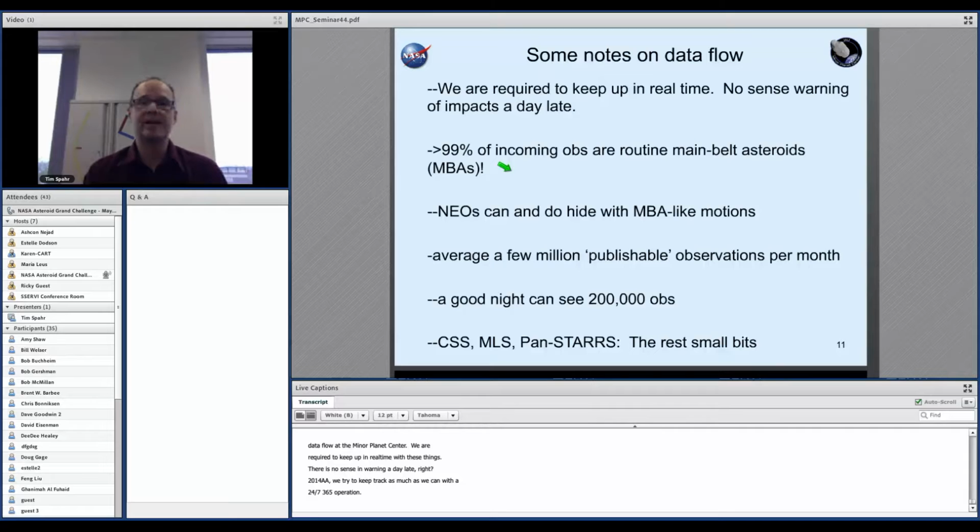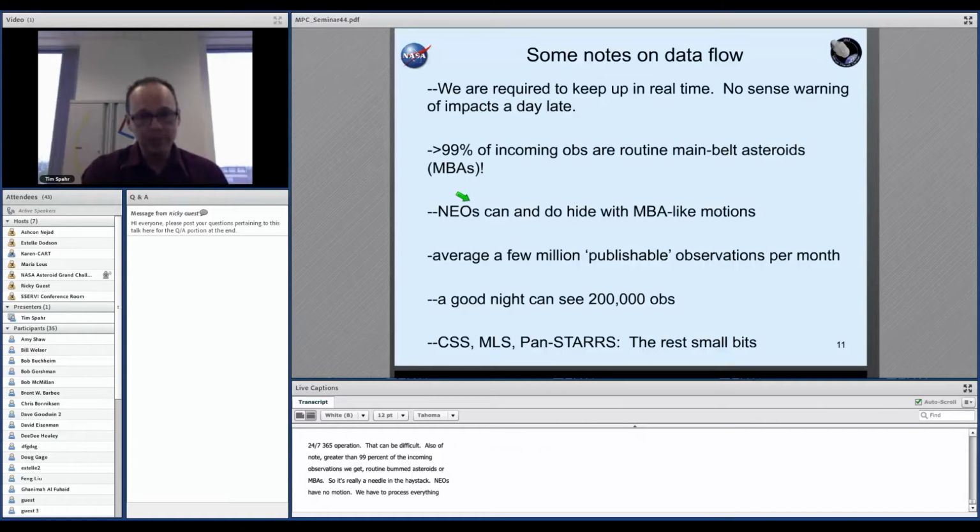Also of note is that greater than 99% of the incoming observations we get are routine main belt asteroids, or MBAs. So the near-Earth object is really a needle in a haystack. Near-Earth objects can and do hide with main belt asteroid-like motion. There's really no option. We have to publish and process everything as fast as we can.